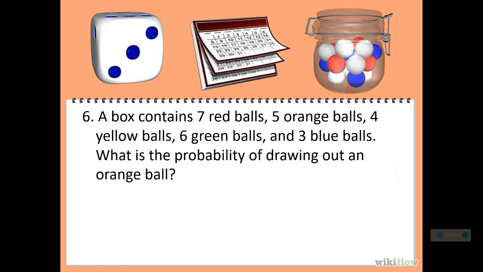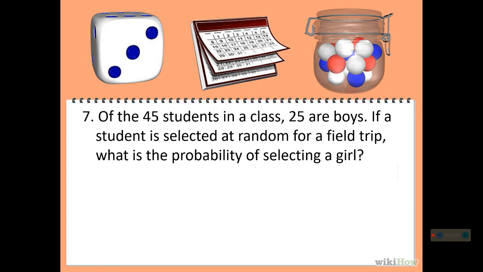Next, we have a box that contains 7 red balls, 5 orange balls, 4 yellow balls, 6 green balls, and 3 blue balls. What is the probability of drawing out an orange ball? Okay, so since we have here 5 orange balls, how many balls do we have? So we have 7 plus 5 plus 4 plus 6 plus 3 is equal to 25. And we are going to find the probability of orange. So we have 5 over 25. When reduced to lowest terms, it is equal to 1 over 5 is the probability.